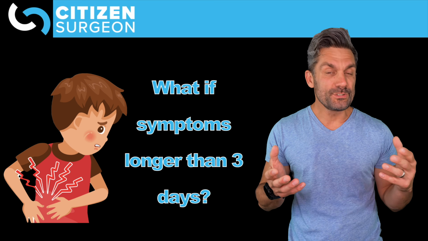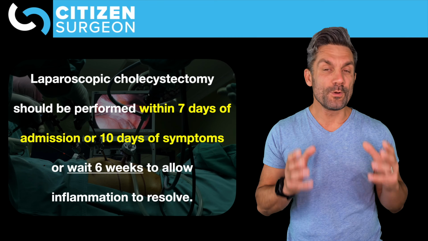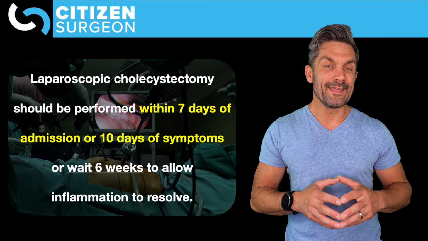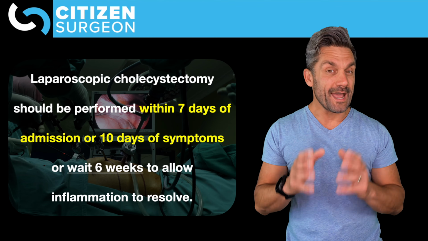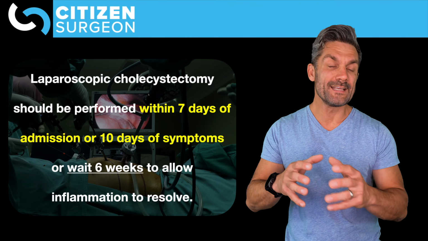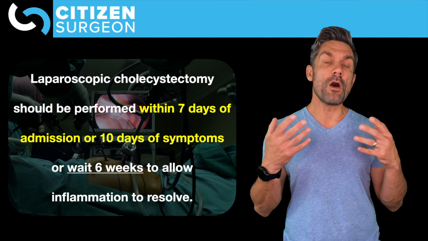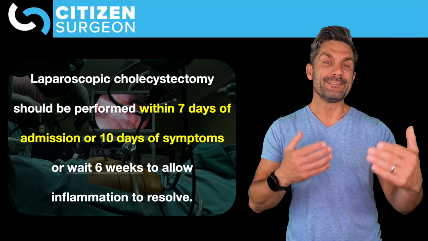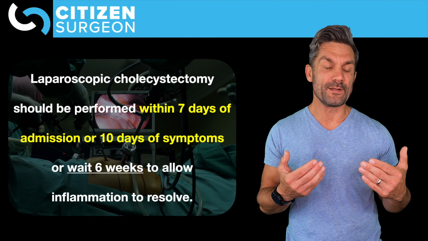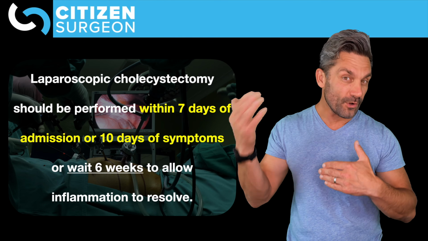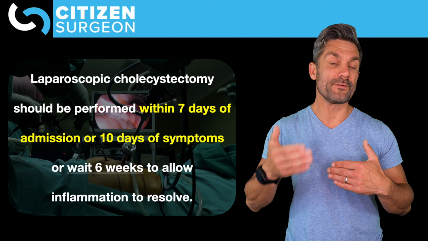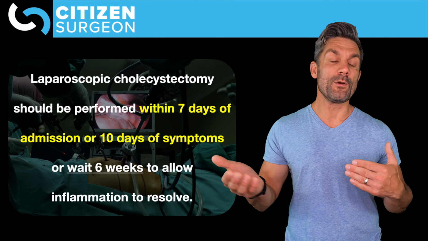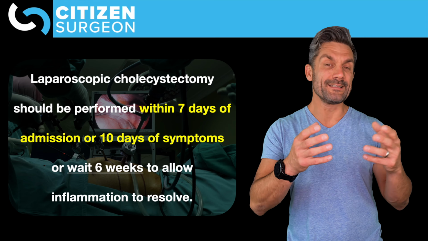Well, literature tells us that we should be removing the gallbladder within 7 days of diagnosis or within 10 days of symptoms. If it's been longer than that, then we may need to give antibiotics, decrease that inflammation and infection, and do an interval cholecystectomy, much like an interval appendectomy, at 6 to 8 weeks once that inflammation and infection has been resolved.